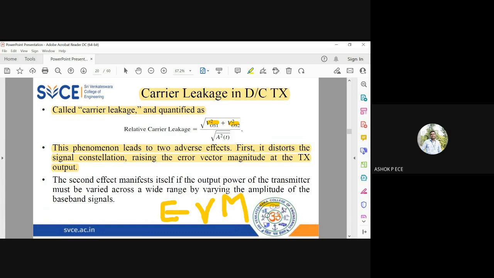Ideally, the error vector magnitude value has to be zero, but practically an EVM value will be there and it has to be very, very small. Second effect, the output power must be varied across a wide range by amplifying the amplitude of the baseband signal. Since you are using a power amplifier, it should have a very wide range so that the entire input signal is effectively amplified for transmission. So the power amplifier requirement has to be properly decided because it has to amplify the entire range of your baseband signal.